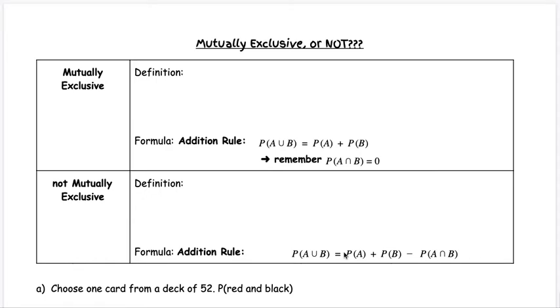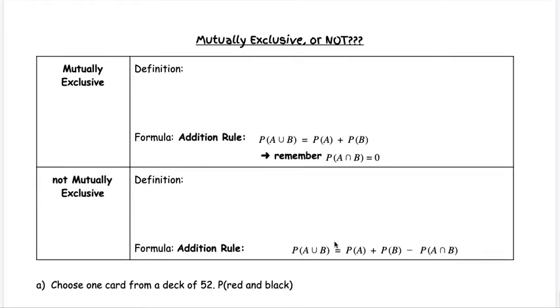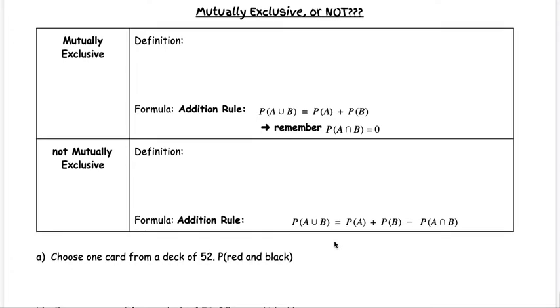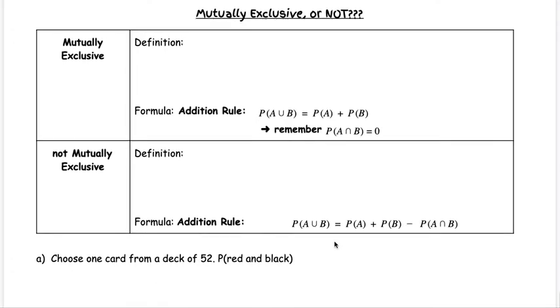At mutual exclusivity. So whether or not two events are mutually exclusive. So let's get started. All right. So the first thing we want to take a look at here is the definitions of mutual exclusivity.